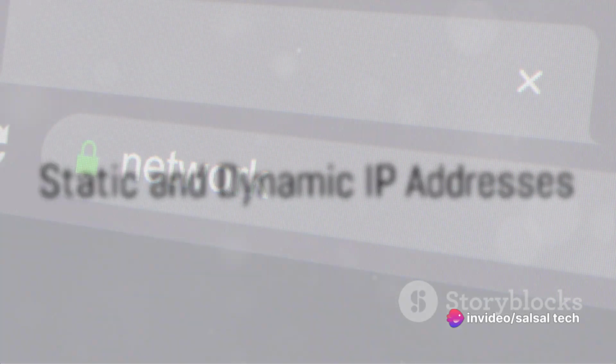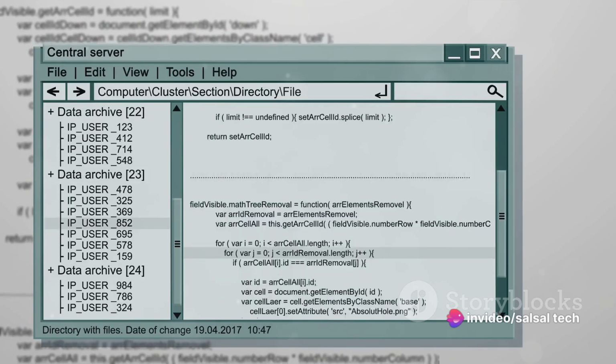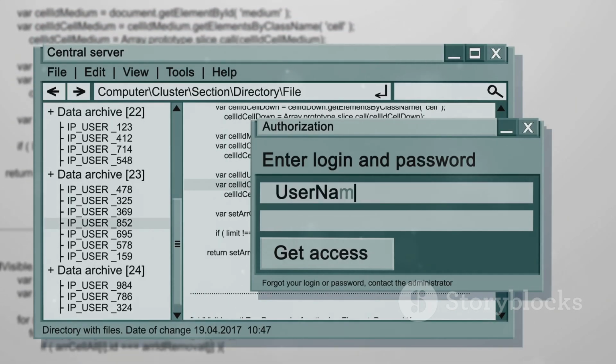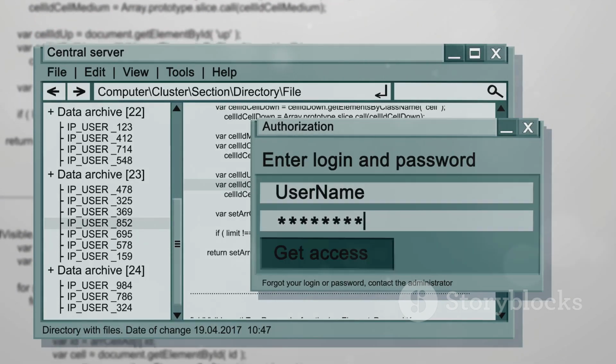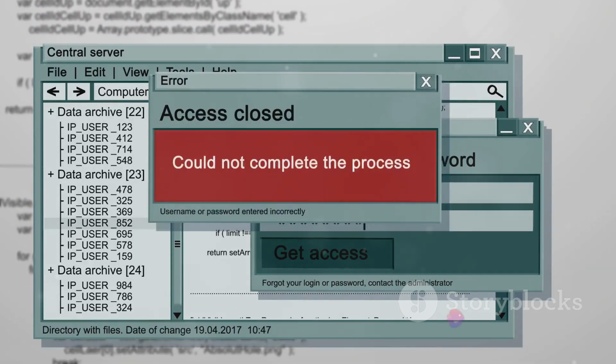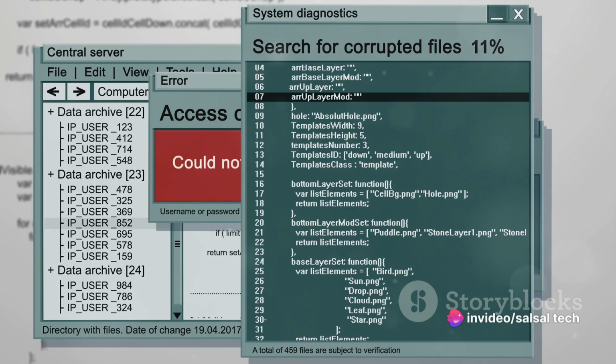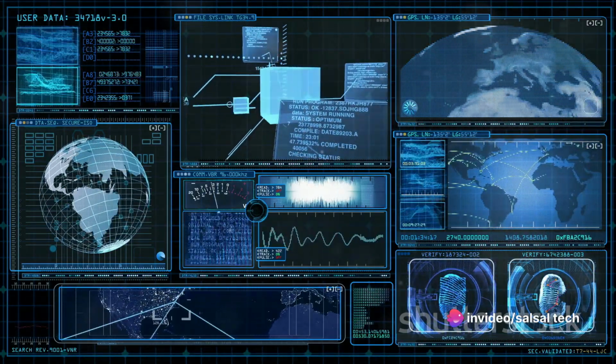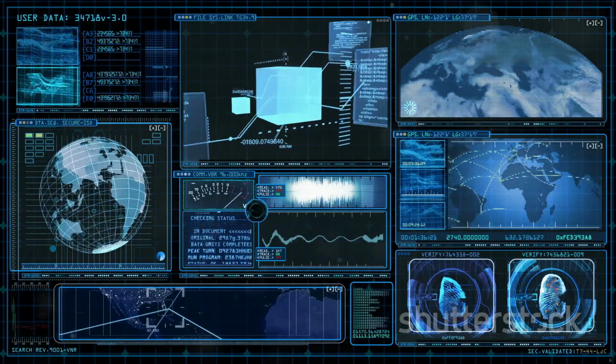Now, let's look at the other two types of IP addresses, static and dynamic. Diving right in, a static IP address, as the name suggests, is a type of IP address that remains the same over time. It's like your home address. No matter how many times you come and go, your address doesn't change. This consistency can be crucial for certain applications.